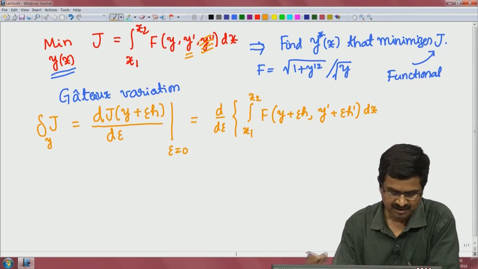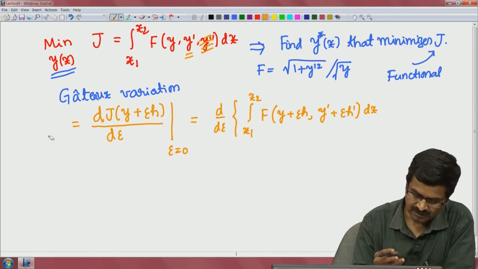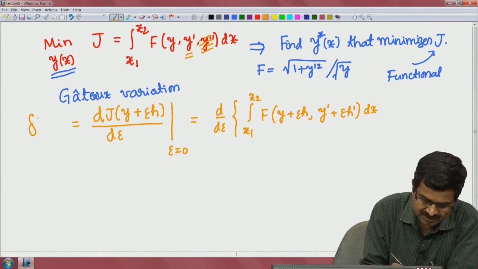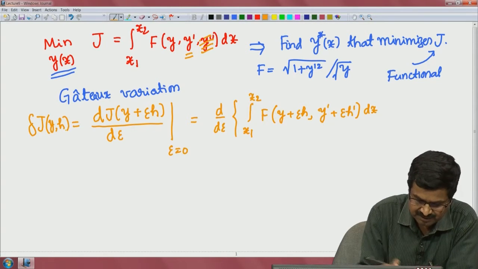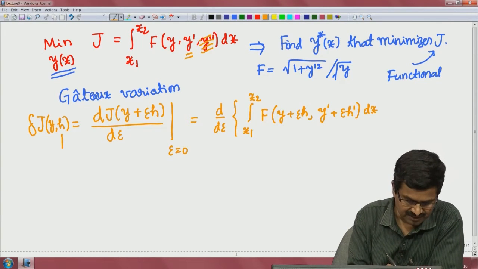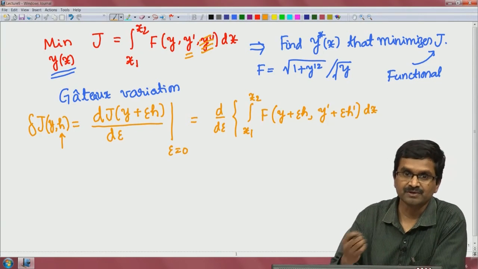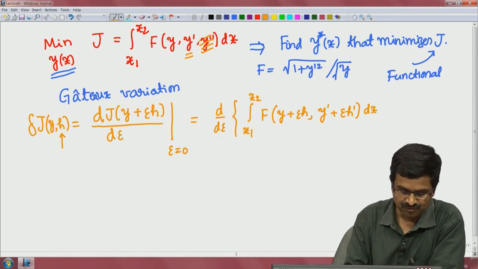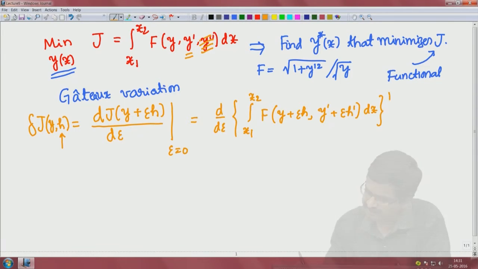Okay. In fact, I forgot here that I should write this as variation of J, I have to put y and h, because in the definition of the Gateaux variation this arbitrary function h, that is h of x, will be included. Okay. Today we will try to get rid of it, but until now it is there. So, variation of y including that h is how this is done. So, we have this now, and then we have to also put epsilon equal to 0.